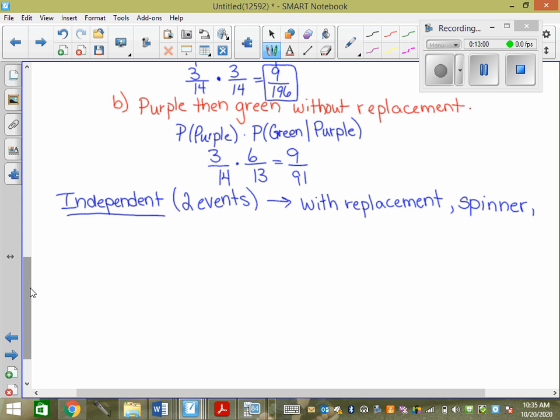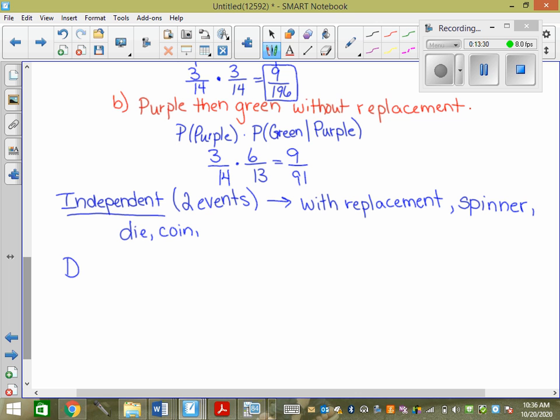So a spinner, what other things? Dice. Sorry, what did you say, Cody? Coin. Yeah. Kept saying roll a coin all the time, but we're going to toss a coin. Right? So anything where when you do the thing, like flipping a coin or rolling a dice, you don't actually take that side. You don't have a choice to take the side off, right? So it's replaced every single time.